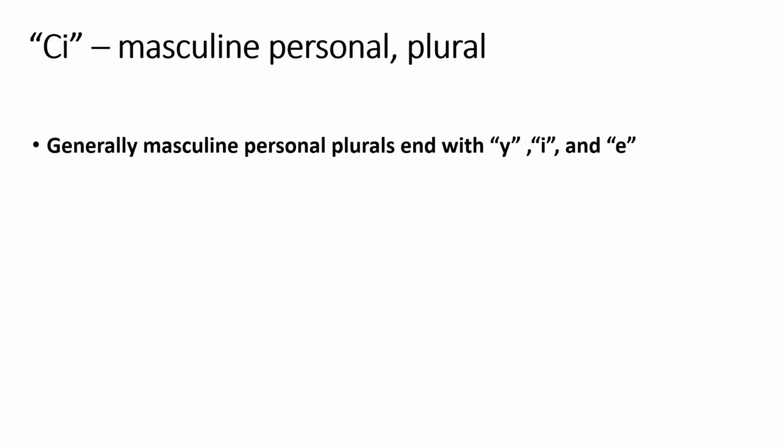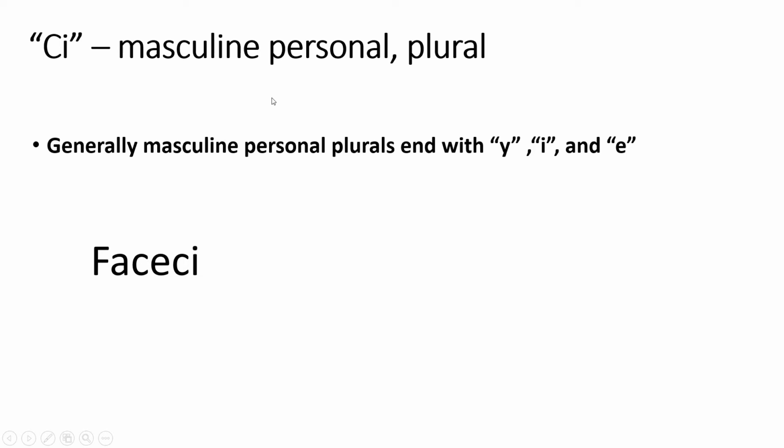Let's go to the plural ones now. So we have here masculine personal plural. Generally, masculine personal plurals end with y, i, and e. These are called masculine personal plurals because it only applies for persons who are plural and they are masculine. So human, let's say, human masculine. Okay? Let's see how.